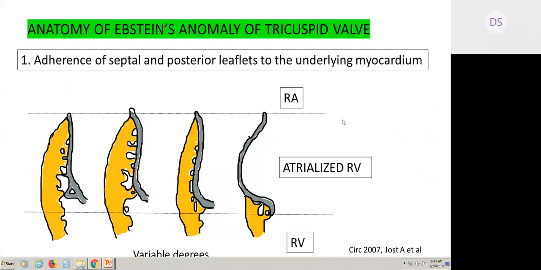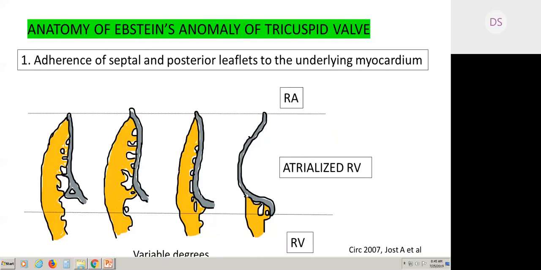I'm sorry. Okay. So now, Ebstein's anomaly of the tricuspid valve has 5 basic components in its anatomy. The first is, as we saw, failure of delamination. That means you have adherence of the tricuspid leaflets to the underlying myocardium. And this typically happens with the septal leaflet and sometimes the posterior leaflet. So the most common to be adherent to the underlying myocardium is the septal leaflet. The second most common is the posterior leaflet, and the anterior leaflet is the least common.